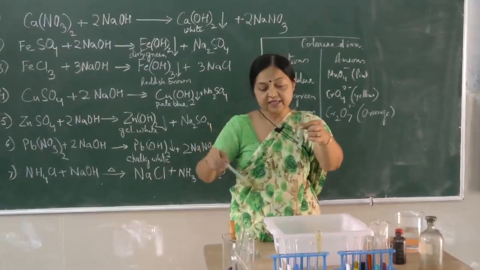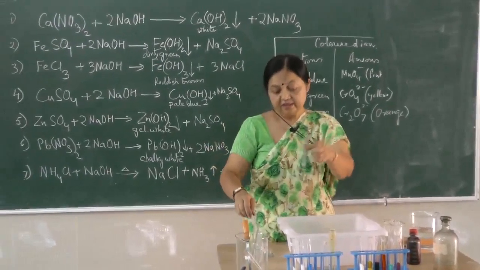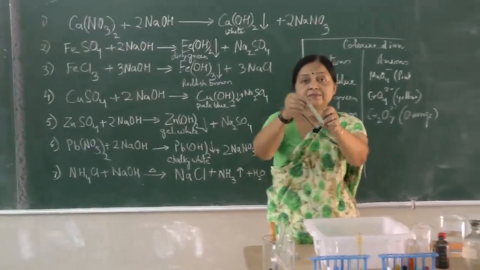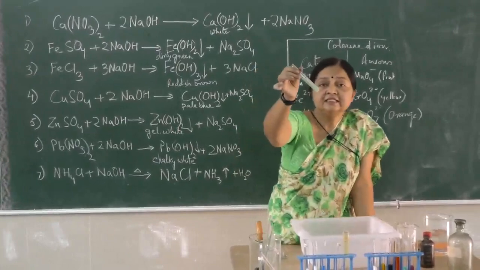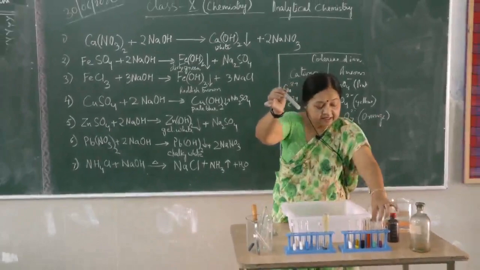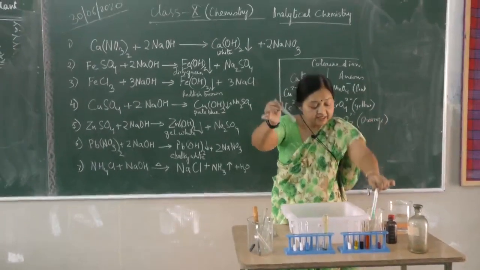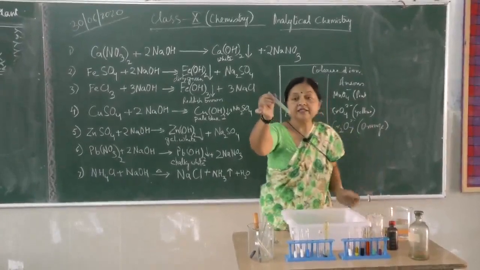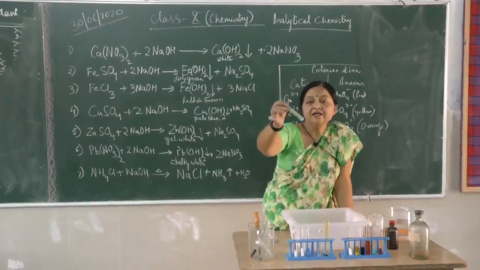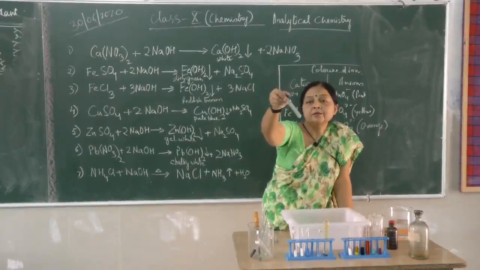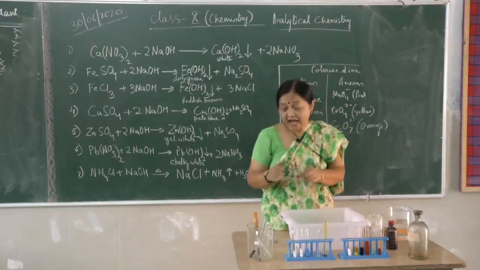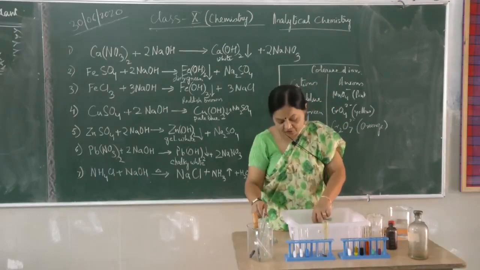Let's see what happens in excess. Nothing. So this is a gelatinous dirty green precipitate. See the difference of the green. This nickel was looking a different green. Okay, so there are different shades of green. This is a dirty green. It's called dirty green precipitate. Green with a blackish tinge to it.